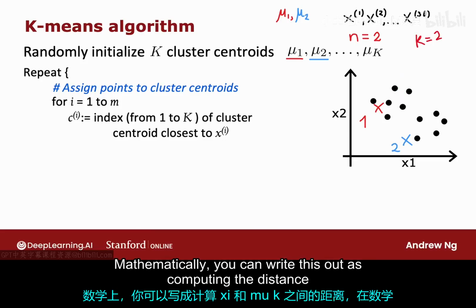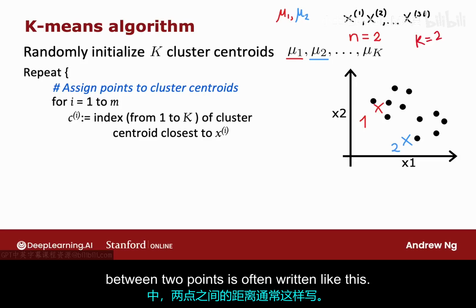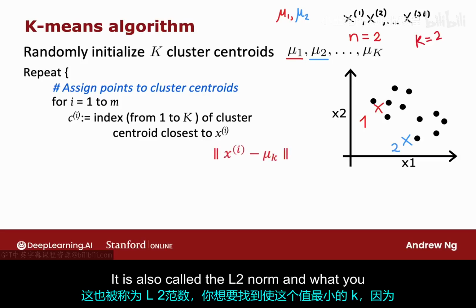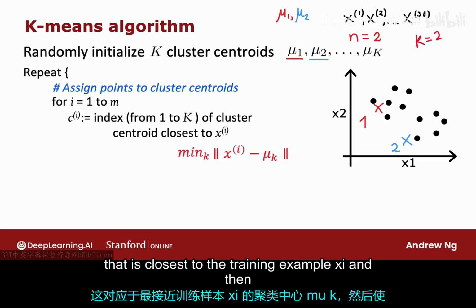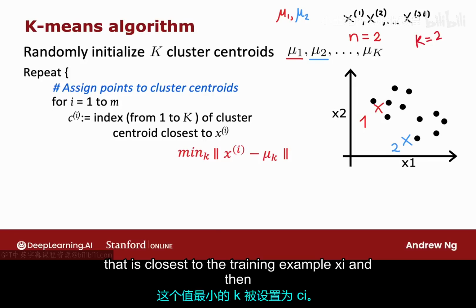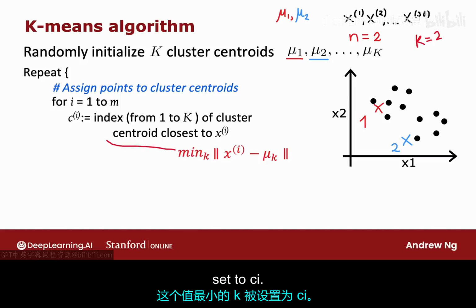Mathematically, you can write this out as computing the distance between xi and mu-k, and in math, the distance between 2 points is often written like this. It is also called the L2 norm, and what you want to find is the value of k that minimizes this, because that corresponds to the cluster centroid mu-k that is closest to the training example xi. And then the value of k that minimizes this is what gets set to ci.